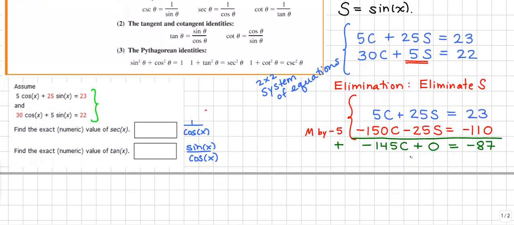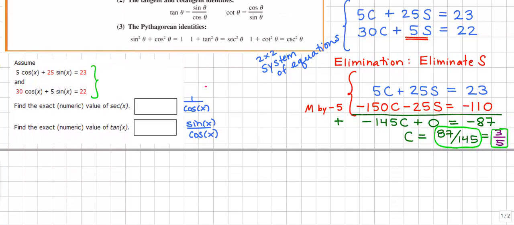And we can finish solving for c by dividing both sides by negative 145 and have 87 divided by 145, which you actually don't have to reduce, but if you did reduce, it would reduce to 3/5. But it would certainly be okay to use the cosine value in this form if you didn't want to reduce. Okay, now let's go back and rewrite the system and repeat the process from the original system, and let's eliminate c this time.